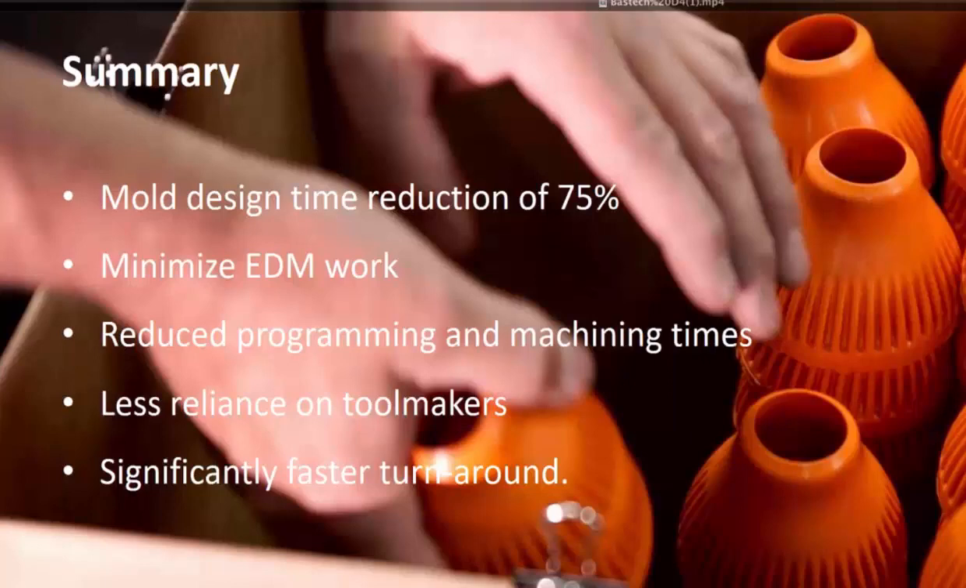So per this job, the summary we could come up with is we saw a mold design reduction of something like 75%. The EDM work pretty much disappeared from it. There was far less time programming it and generating in CPath and running it on the CNC machines. And that meant I was less reliant on my mold maker. That means I can take my skilled mold maker and spread him out across more work and use him more effectively than perhaps the traditional method.